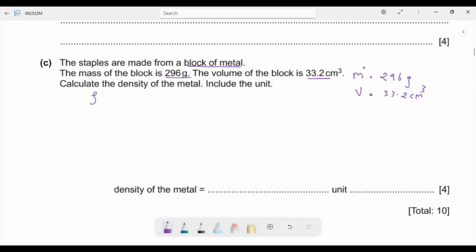So density is equal to mass divided by volume. Here the mass is given as 296 gram and the volume is 33.2 centimeter cube. So after dividing, you'll be getting the answer 8.92 gram per centimeter cube. So the density of the metal is 8.92 and the unit is gram per centimeter cube.